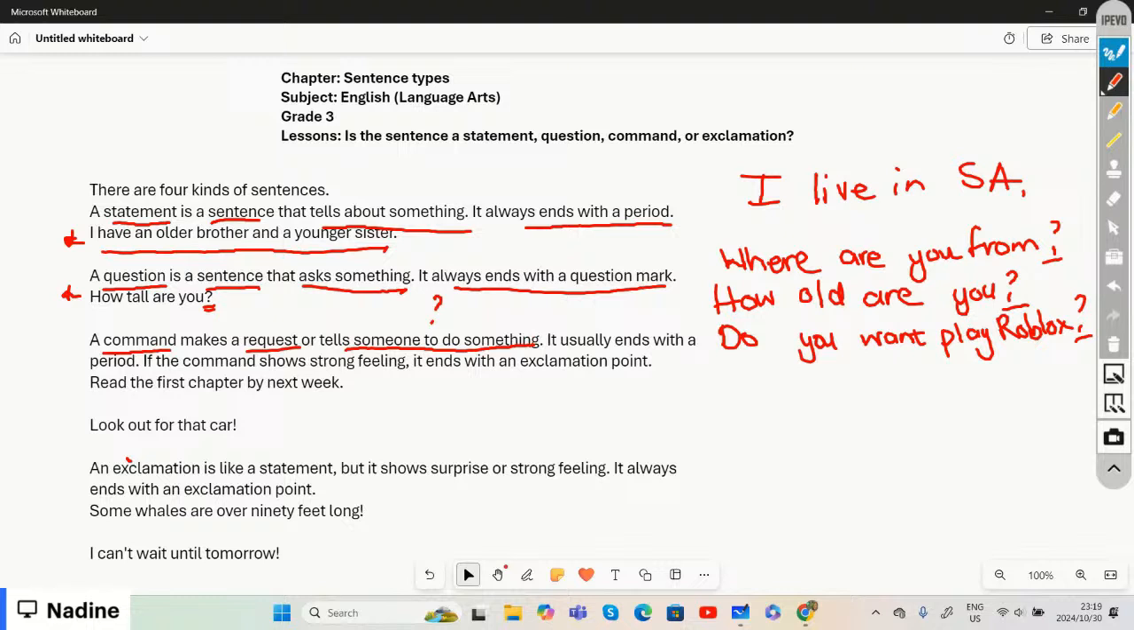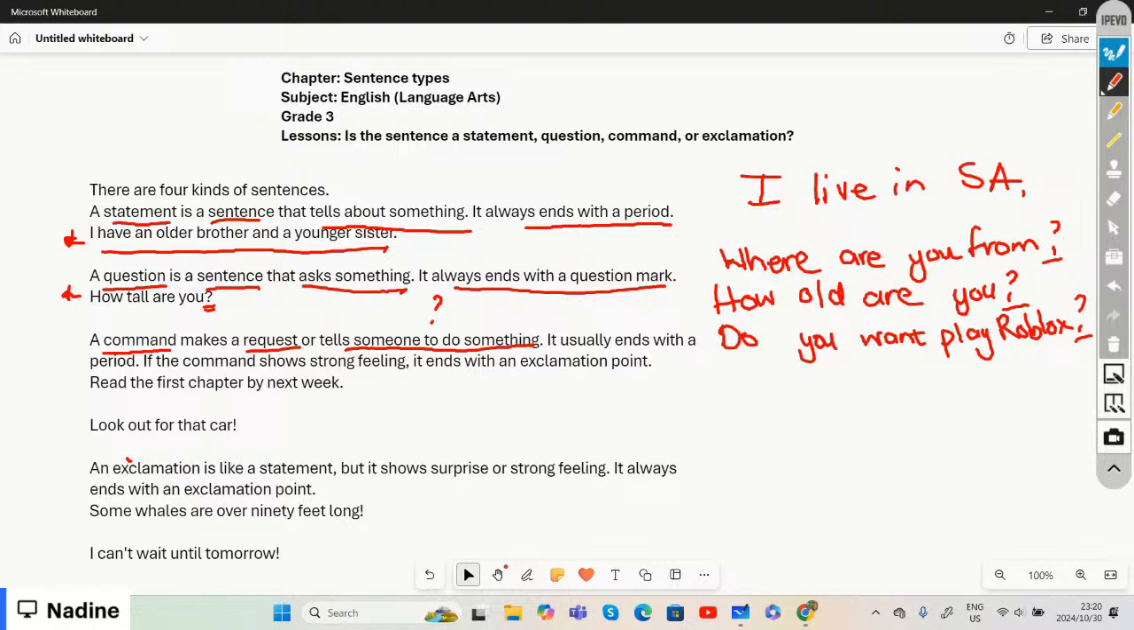If your teacher says, read chapter 1 by Thursday, then you need to read chapter 1. It's something that you need to do. They're telling you to do something, they're requesting you to do something. Go get me my jollof rice. That is a command that somebody's telling you to do.